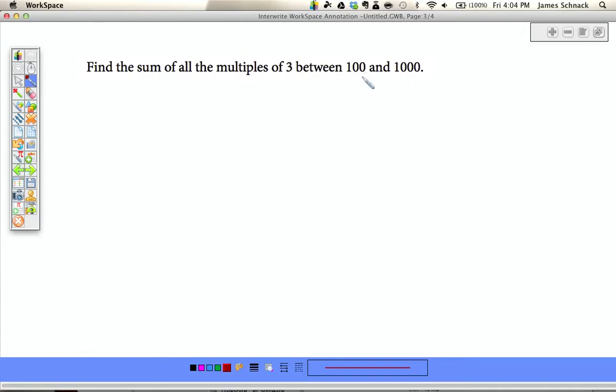Is 101? Well, if you're not sure, there's a trick for telling if a number is divisible by 3. Add the digits. If that sum is divisible by 3, so is our number. So is 101? Well, 1 plus 0 plus 1 is 2. 2 is not divisible by 3. Is 102 divisible by 3? 1 plus 0 plus 2 is 3. 3 is divisible by 3. Therefore, 102 is divisible by 3, and it is the first term of my series.